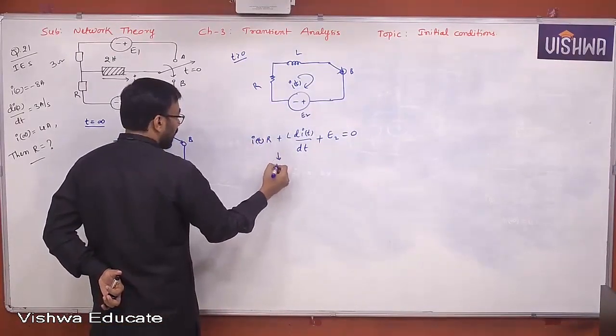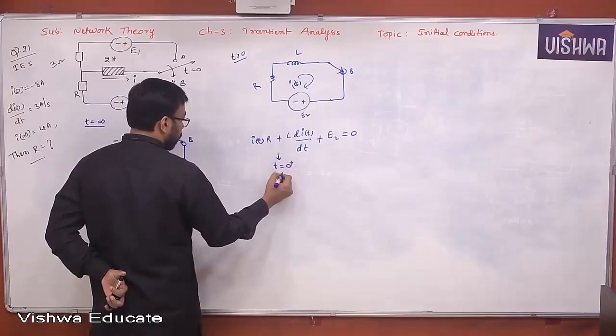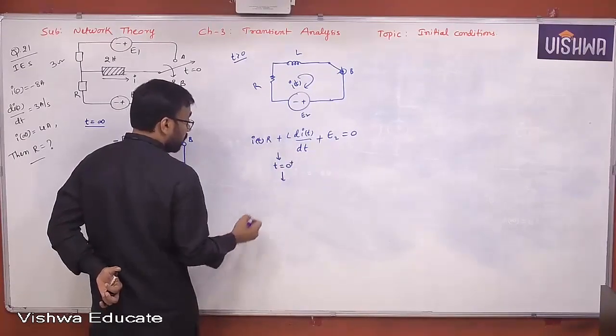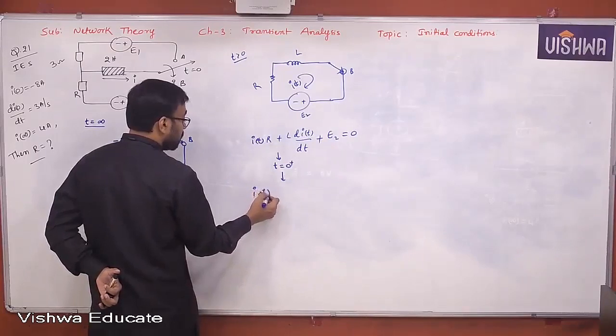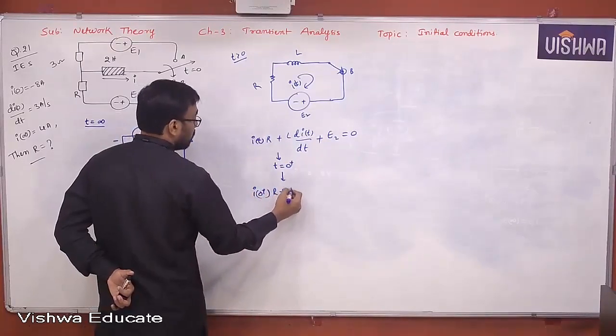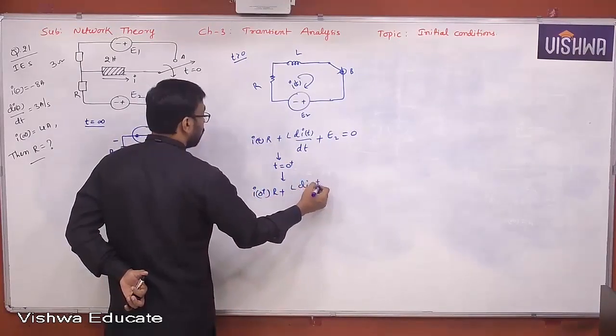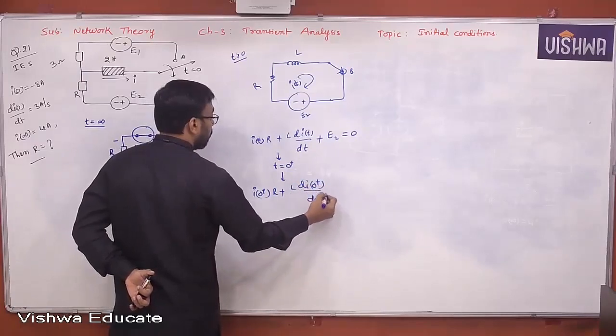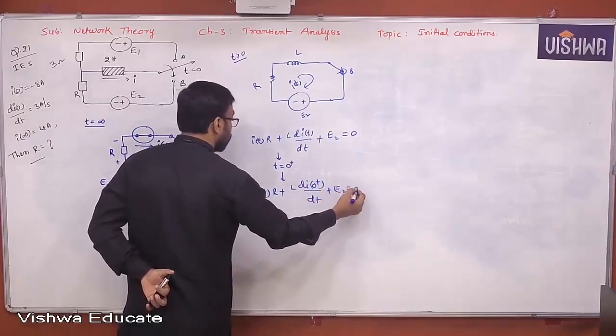Let us now apply t equal to 0 plus conditions to this particular equation. So what do you get? I of 0 plus into R plus L d I of 0 plus by dt plus E2 is equal to 0.